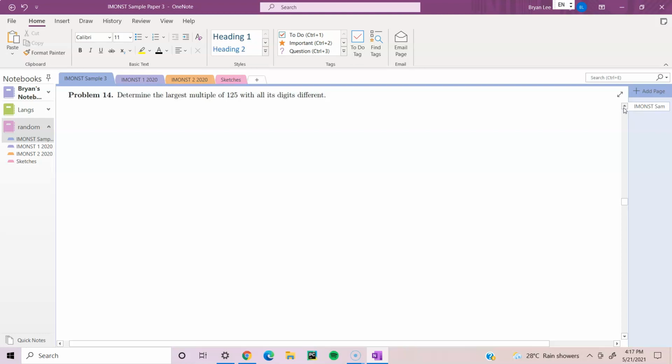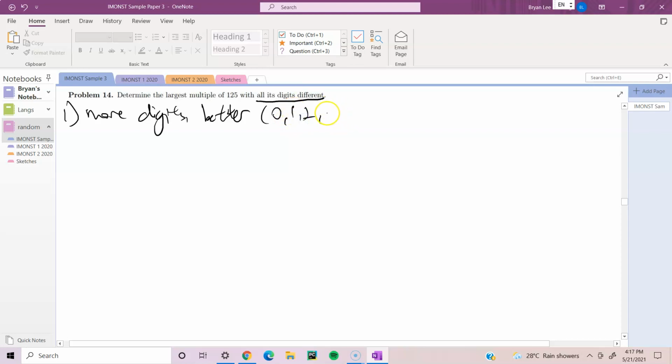So when doing this problem, we need to consider two main principles. So the first principle would be more digits, better. Since all its digits are different, it means that we are allowed to use all the digits from 0 to 9 exactly once, because with all digits different, using 0, 0 is not possible, right? So 0, 1, 2, 3, 4, 5, 6, 7, 8, 9. All of these you can use once.